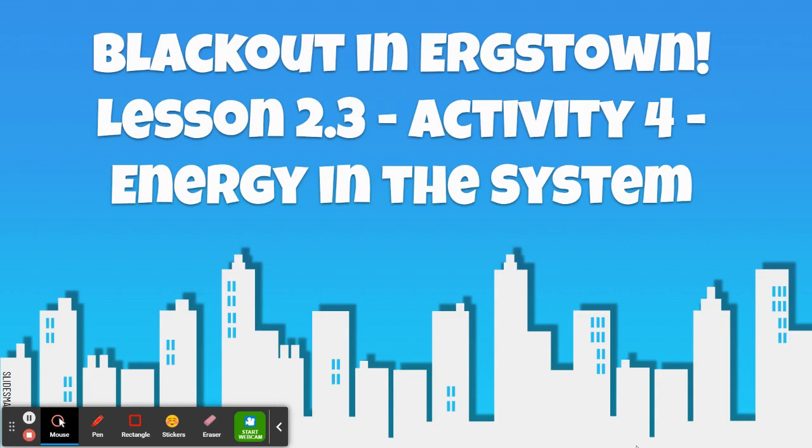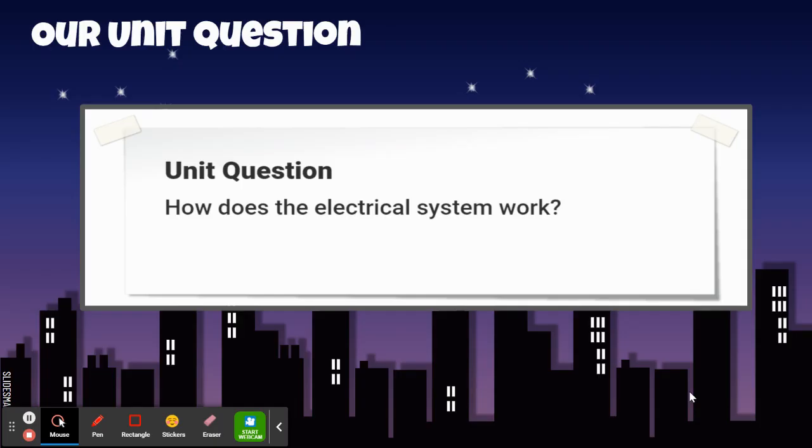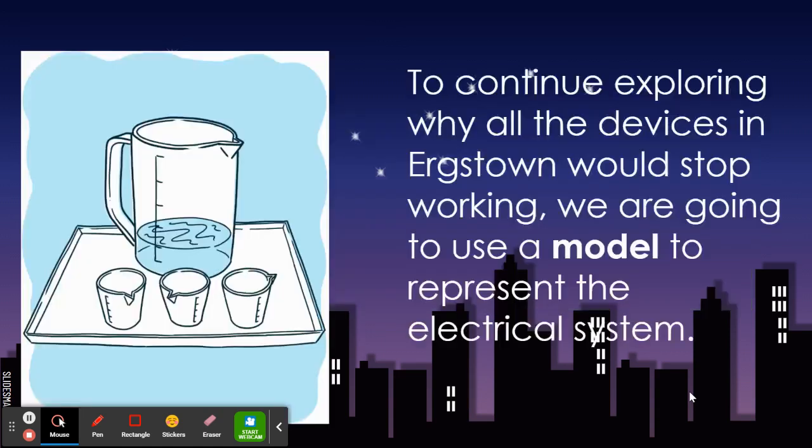Today we are on lesson 2.3, activity 4, energy in the system. Let's review our unit question. Again, what we're focusing on for this entire unit is to figure out how the electrical system works. Today, we're going to continue exploring why all the devices in Ergstown would stop working. To do this, we're going to use a model to represent the electrical system.